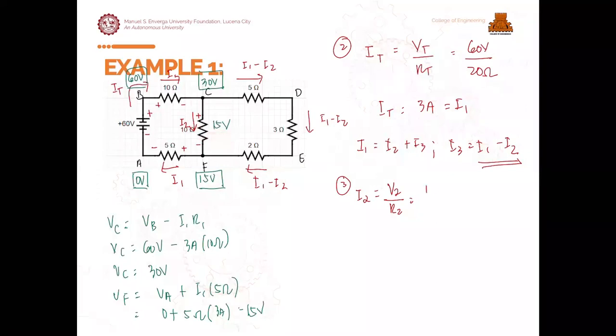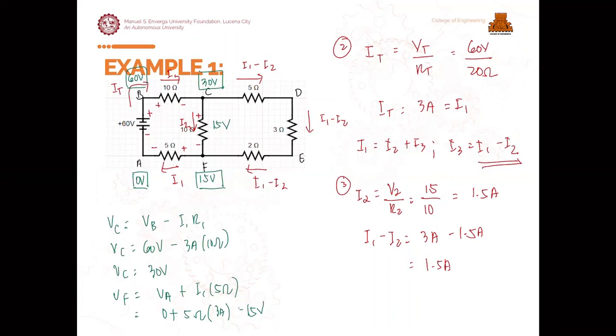So 15 volts over our resistor of 10 ohms, so our I2 will be 1.5 amperes. Okay? So if our I2 is 1.5 amperes, we can now find the value of our I3. I1 minus I2 will be 3 amperes minus 1.5 amperes. That will be 1.5 amperes.